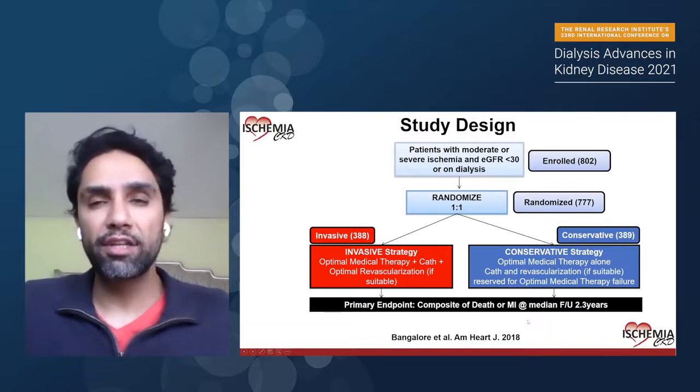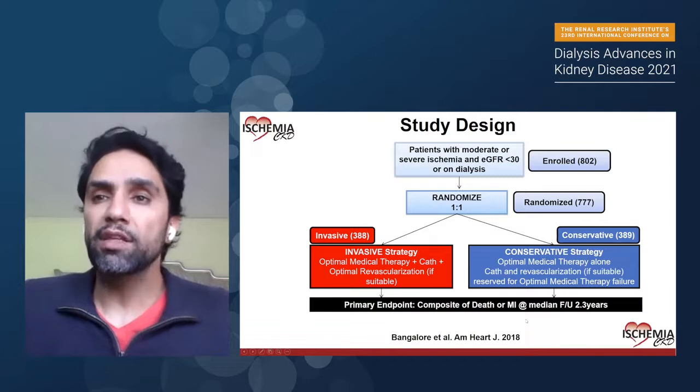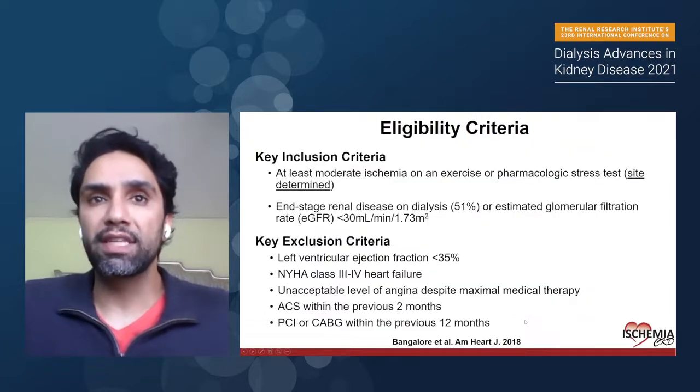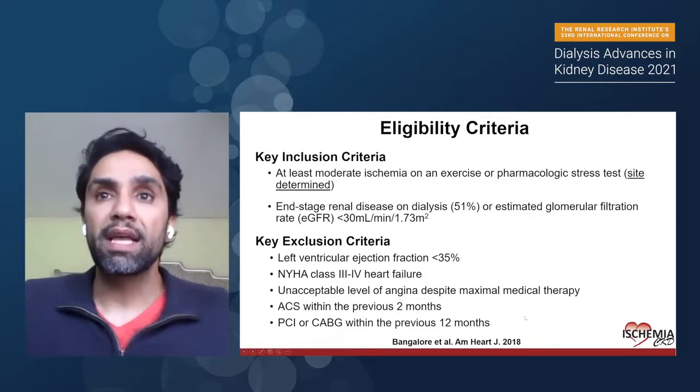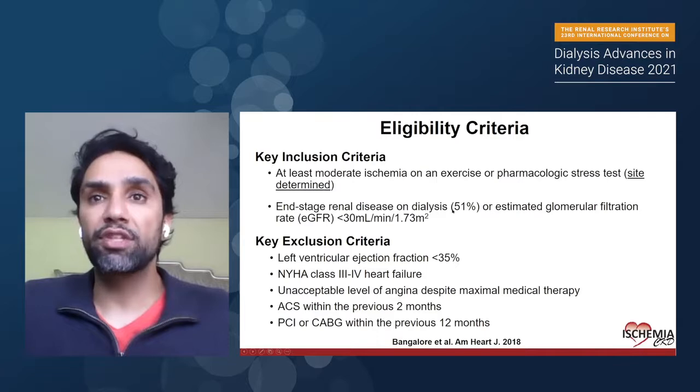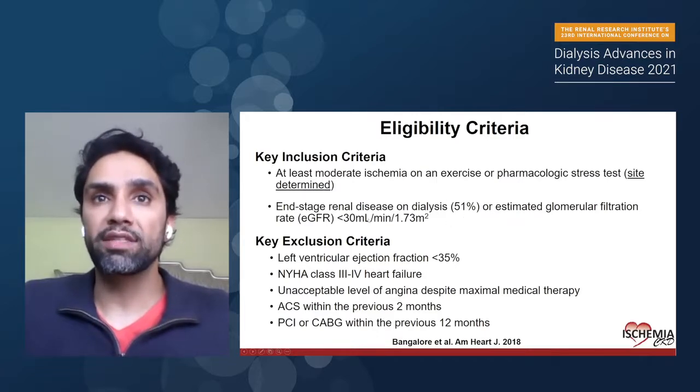A very well-intentioned study, and to be honest, probably the most important data that we were going to see in some time. As I mentioned, you basically have to have either end-stage renal disease, 51% were on dialysis, or an eGFR of less than 30, and at least moderate ischemia on an exercise or pharmacological stress test.